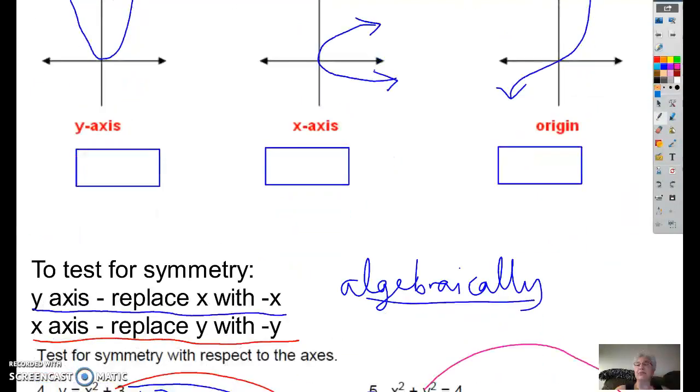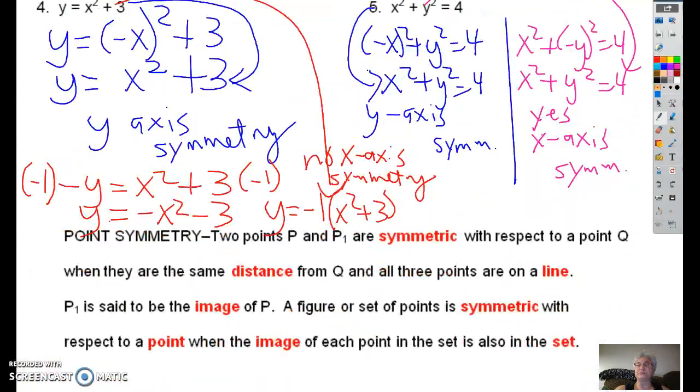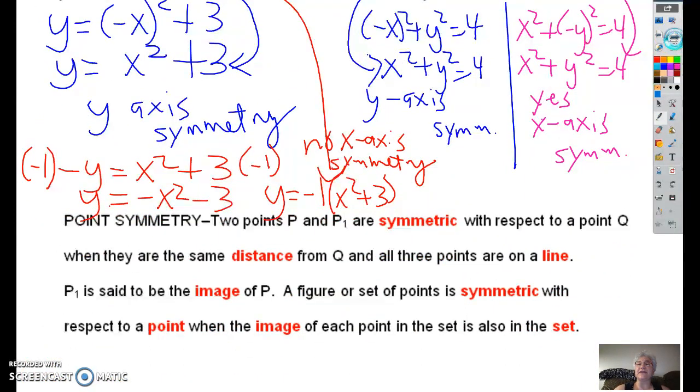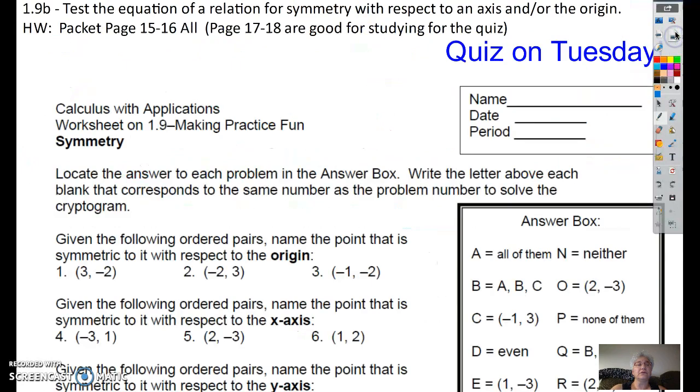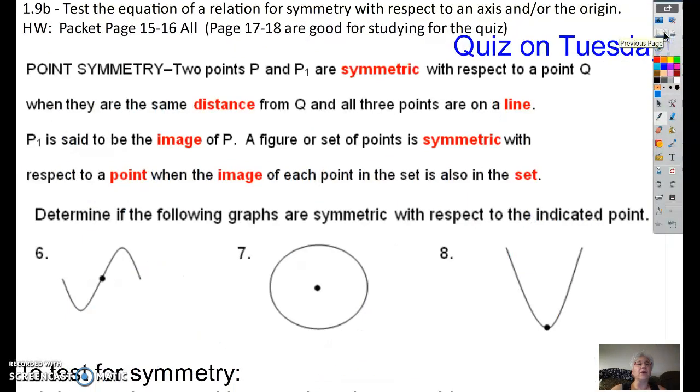Just a little blurb on point symmetry. Actually, I'll do it on the next page. Not that far. There we go. So point symmetry is when I have 2 points that are symmetric with respect to a point Q. So if you remember all the way back from geometry, point P would be our pre-image, and P1, or sometimes it's also called P prime, is our image.